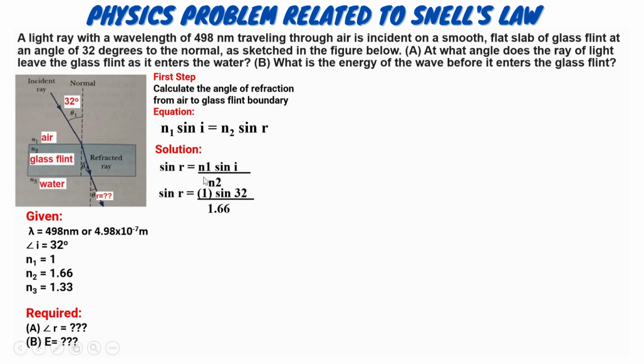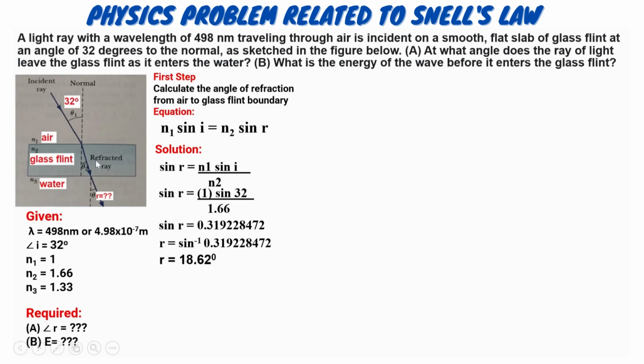So, applying the operations, 1 times sine 32 divided by 1.66, the answer is 0.319228472. Getting the inverse sine of 0.319228472, the angle of refraction will be 18.62 degrees.